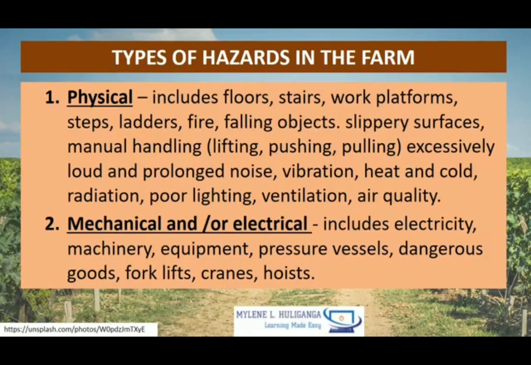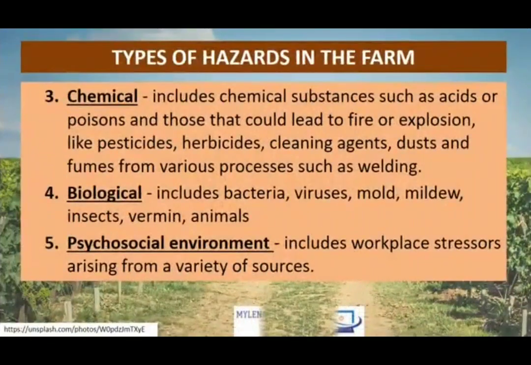Number 2, mechanical or electrical. This includes electricity, machinery, equipment, pressure vessels, dangerous goods, forklifts, cranes, and hoists. Number 3, chemical. Includes chemical substances such as acids or poisons and those that could lead to fire or explosion, like pesticides, herbicides, cleaning agents, dust, and fumes from various processes such as welding. 4, biological. Includes bacteria, viruses, mold, mildew, insects, vermin, and animals. 5, psychosocial environment. This includes workplace stressors arising from a variety of sources.